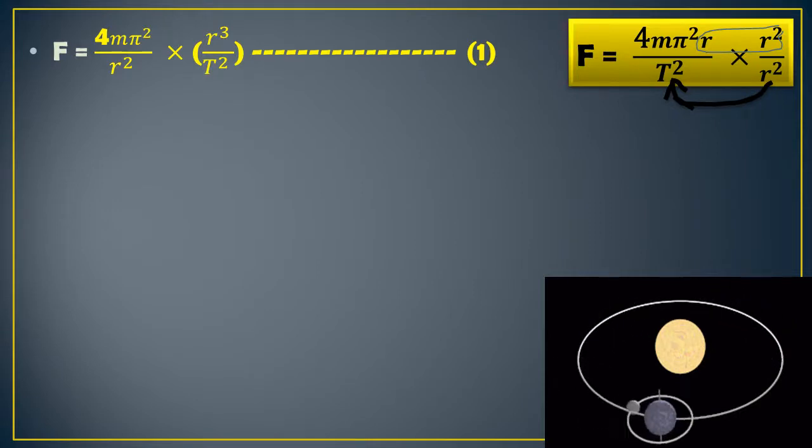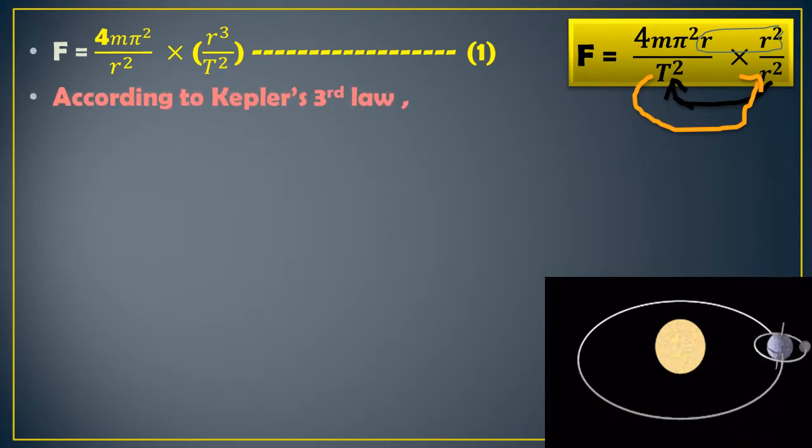Now here, simultaneously look at the right hand side and left hand side. And in the next part, we will arrange this term with T square. So r cube upon T square will be on one side, and 4m pi square upon r square will be on one side. Now here, according to Kepler's third law.